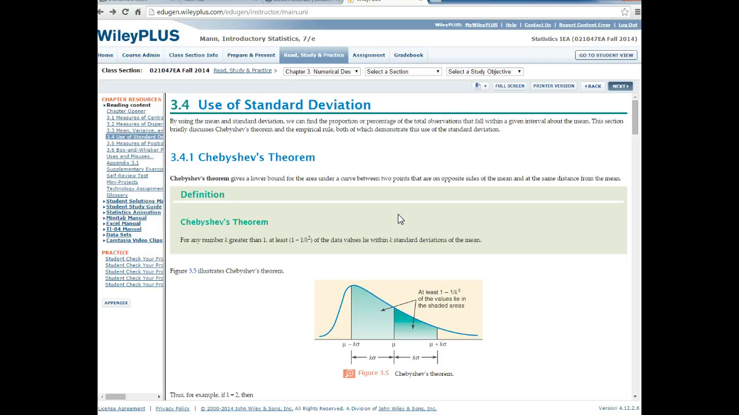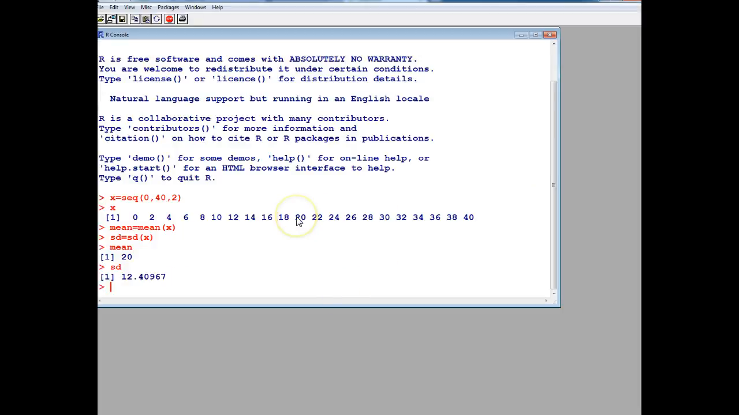From, what was the range again? Like -2 up to 44 or something like that, right? So he says at least 75, but in fact, how much is in our range? All of it, right? All of the data is in that range, but that's okay. He didn't say exactly 75%, he said at least 75. Okay, does everyone understand how this works? Okay, so that's Chebyshev's theorem.